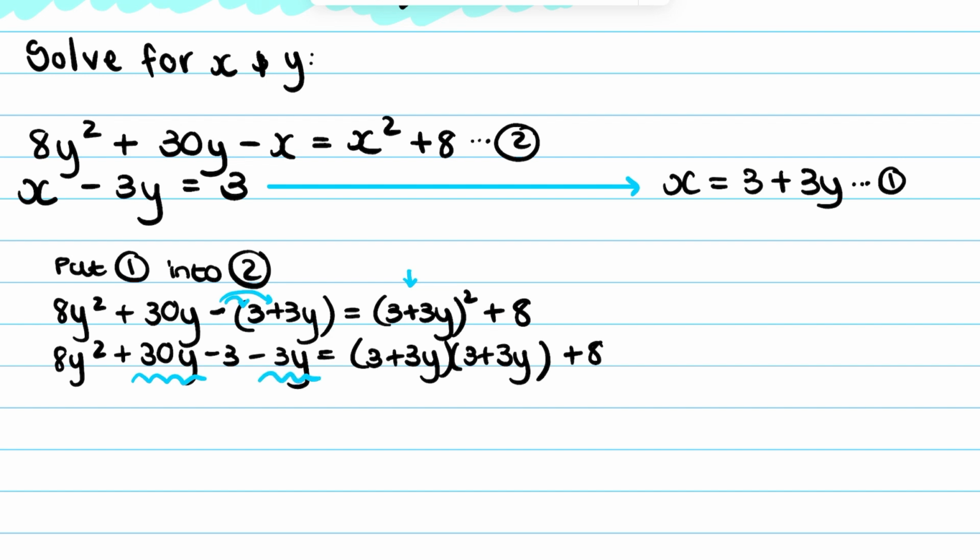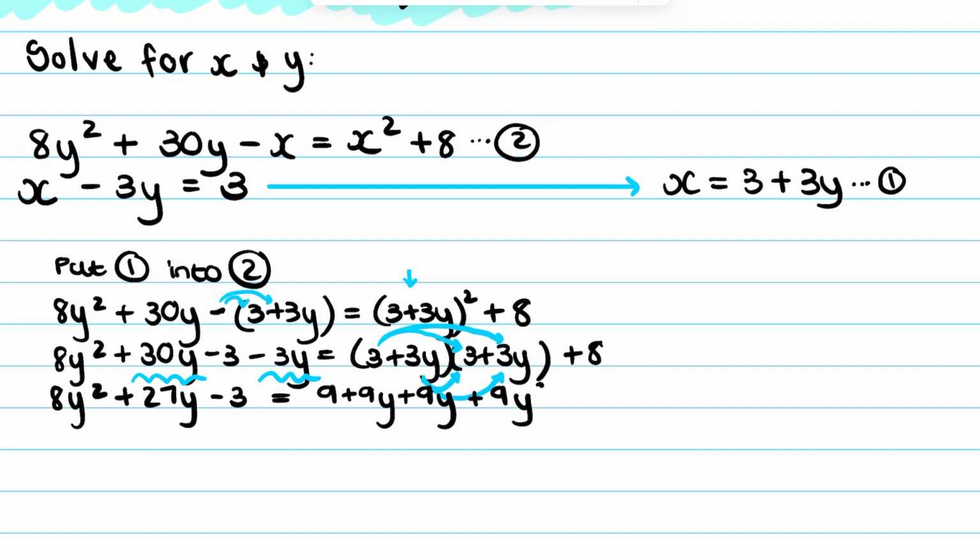Okay, so what I want to do on this side is simplify just a little bit. I've got a y here and a y here, which I can simplify. Let's just do that real quick. 8y squared, and 30 minus 3 is going to give us plus 27y, and I'm left with minus 3. And then on this side, I'm going to do FOIL to get my answer here. So 3 times 3 is going to give me 9. 3 times 3y is going to give me 9y. 3y times 3 is also going to give me 9y, and then 3y times 3y, that's going to give me 9y squared, and I'm left with positive 8.